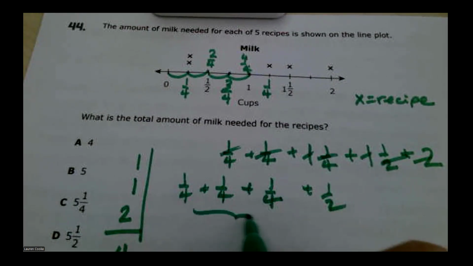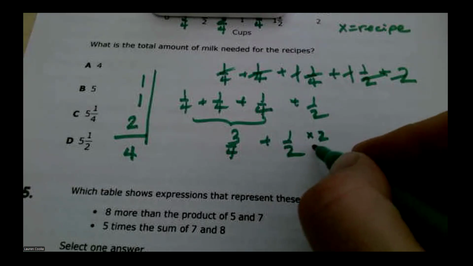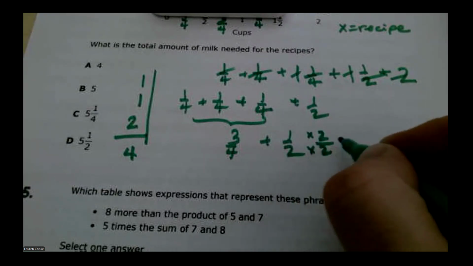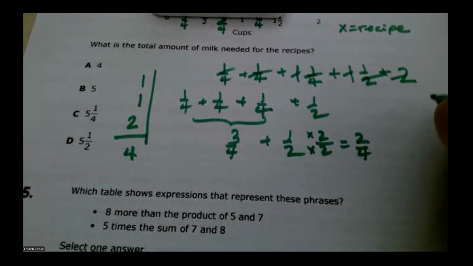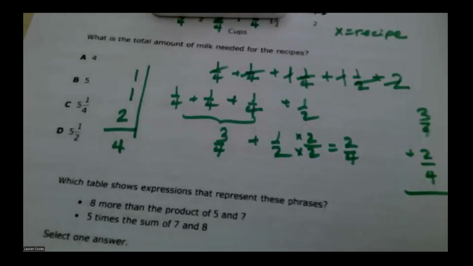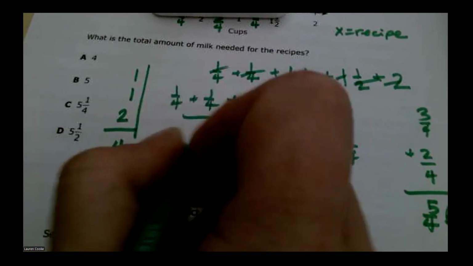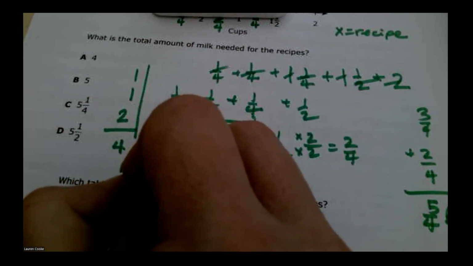So this is 3/4 plus 1/2. I'm going to have to turn 1/2 into an equivalent fraction, and I'm going to get 2/4. So really I have 3/4 plus 2/4 plus my whole numbers. That is 5/4, which I know is 1 and 1/4. So I am adding this to 4 and 1/4, and the total is 5 and 1/4.